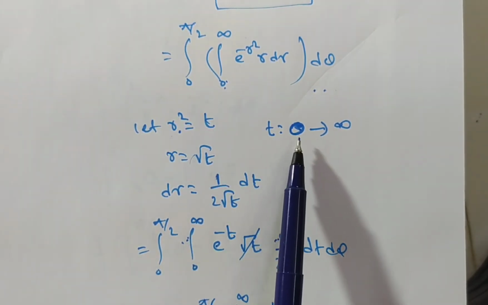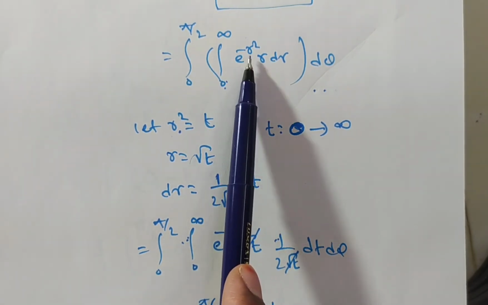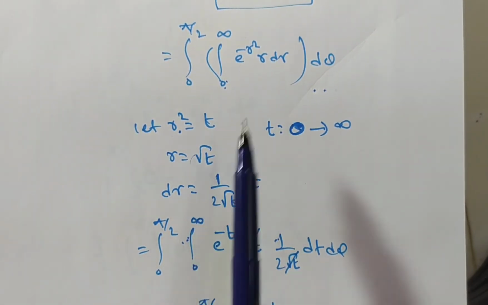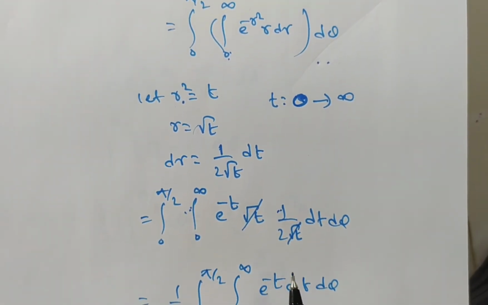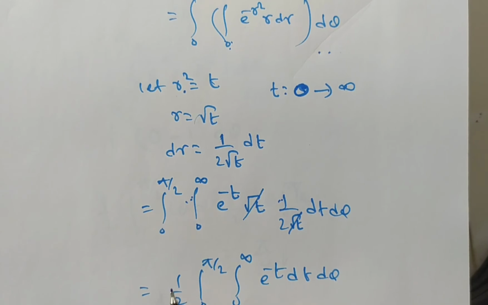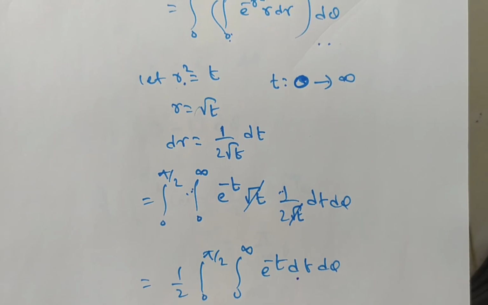theta limits from 0 to pi by 2, t limits from 0 to infinite, e power minus t, and you have r value is root t, and dr is equal to 1 by 2 root t dt. So in the numerator root t and in the denominator root t get cancelled. Then you will have 1 by 2 times integral 0 to pi by 2, integral 0 to infinite e power minus t dt d theta. So first we have to integrate with respect to what? t.